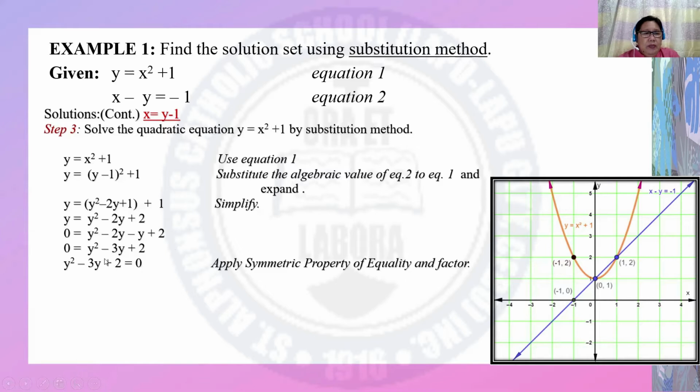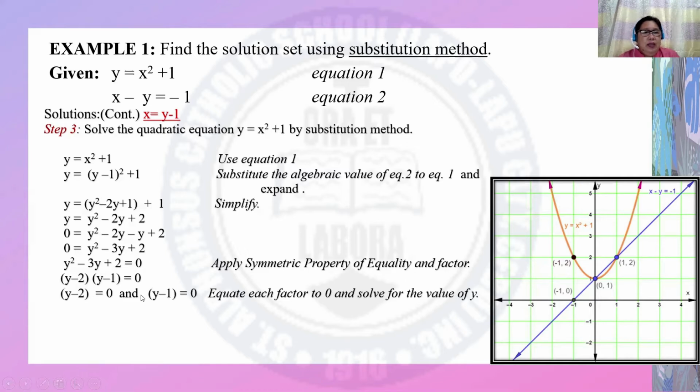And we have to apply symmetric property of equality. Just change the position. We have now 0 at the right side, and the trinomial is found at the left side of the equation. And then you may factor the trinomial into y minus 2 times the quantity y minus 1 is equal to 0. And then we have to equate each factor to 0. So that is y minus 2 is equal to 0 and y minus 1 is equal to 0. And then we have to solve for y later on.